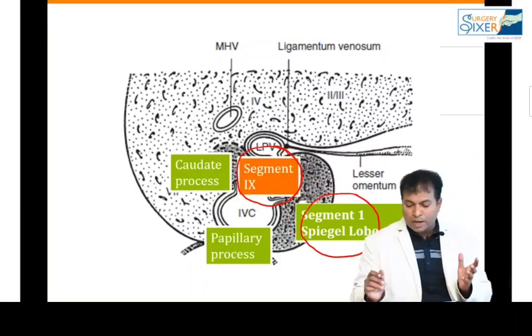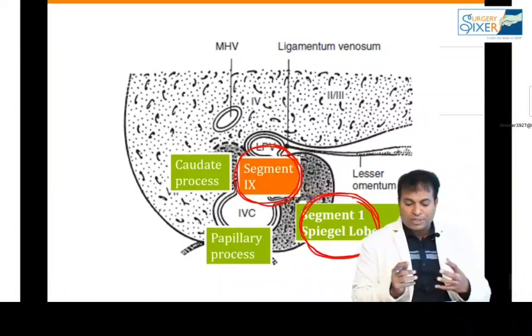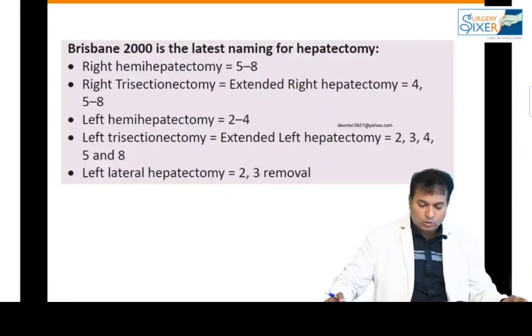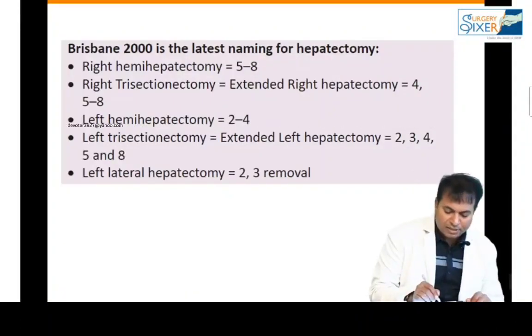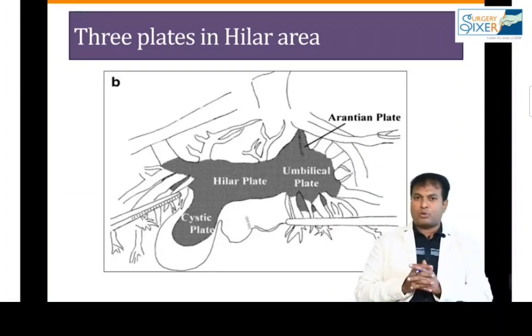This is a picture based on Blumgart book. There are 2 segments, segment 9 and the Spiegel lobe, and the 2 together make the caudate lobe. So the various types of hepatectomies I told you, please revise it. That terminology is known as Brisbane 2000 terminology. Please don't forget the terminologies. And please remember this picture. It was once asked in All India from Sabiston long back.